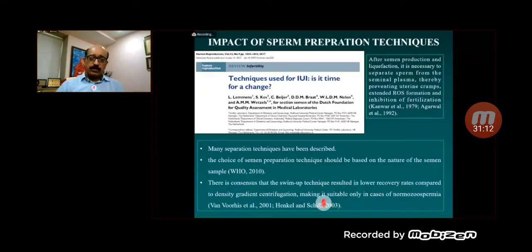It was again highlighted in the 2010 WHO manual. There is a consensus that the swim-up technique results in a lower recovery rate in comparison to density gradient centrifugation, making it suitable only in the cases of normozoospermic patients.